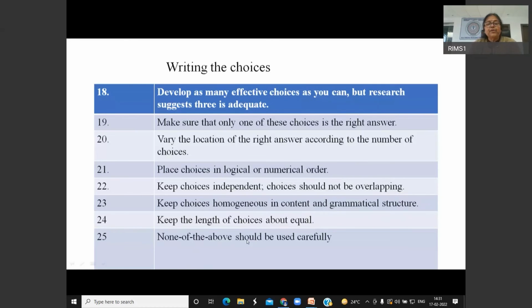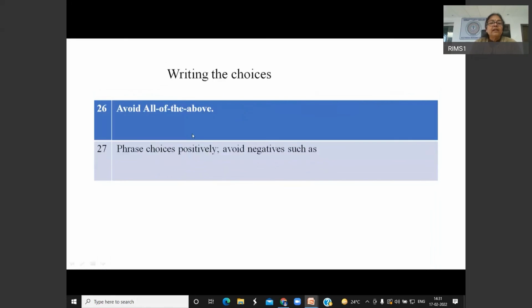Then "none of the above" should be used very carefully. In fact, we should try to avoid it, but even if it is used, it should be used very carefully. Then "all of the above". Haladyna et al. advocate that we should avoid the "all of the above" option. And that is very simple. If we are writing "all" or "none", it means we are already removing one of the choices from our side, and we have already reduced the number of choices for them. So it is better not to use them.